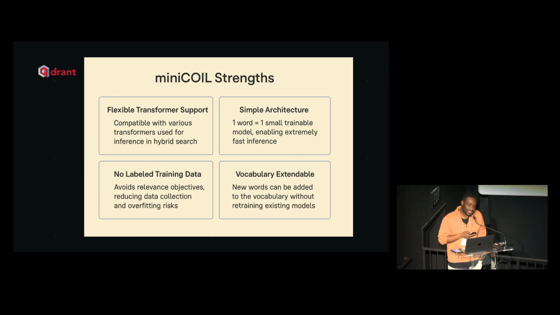Then the third box might be the most important one, right? You don't need labeled training data. You can just avoid all of those relevance objectives. You don't need to have a million things in your collection. You don't need to worry about overfitting as much.